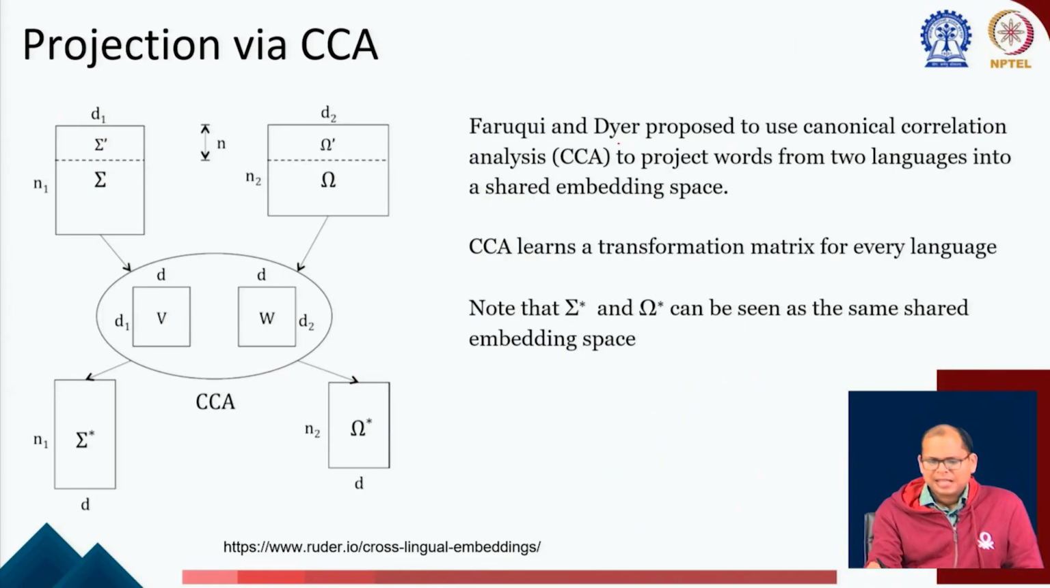Now, Faruqui and Dyer proposed a method that is slightly different from that. They used canonical correlation analysis. And what they will do, so let us say I have two different embedding spaces. For two different languages, they may have different dimensions altogether. So, they will learn this canonical correlation analysis. They will learn a transformation matrix for each language.